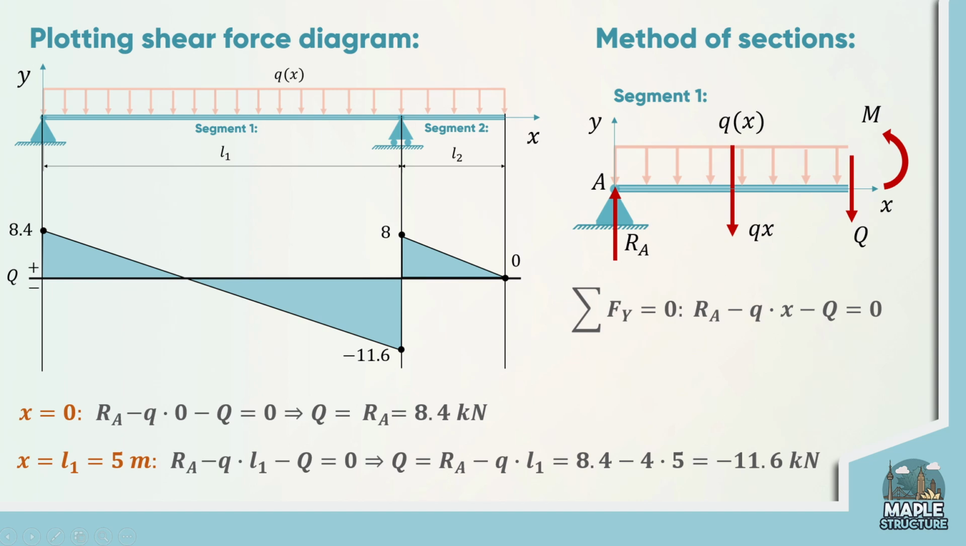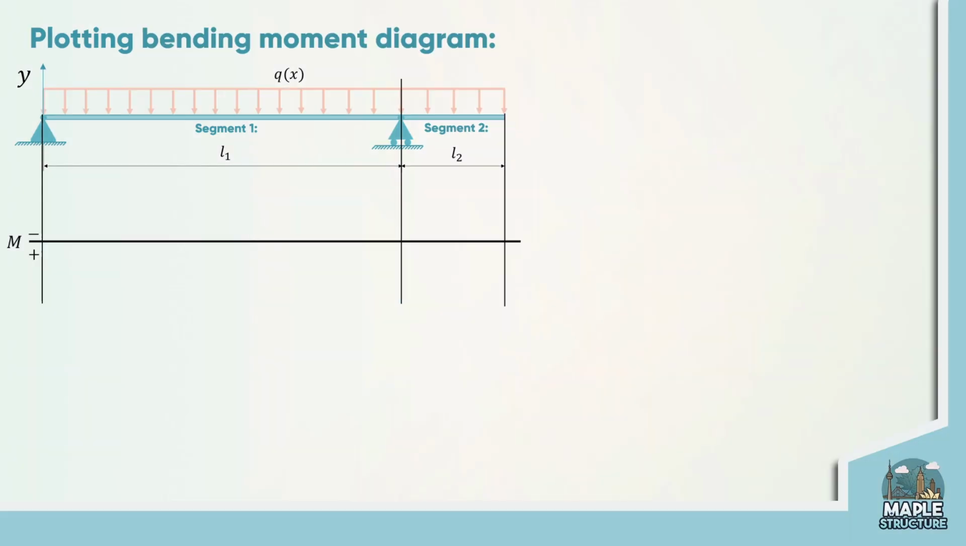And the same thing is at the point A, where shear force equals exactly to the reaction at this point, 8.4 kilonewtons. So always check those jumps while you're plotting the diagram. It's actually the easiest way to make sure you're doing it well. Alright, let's go to the plotting bending moment diagram.